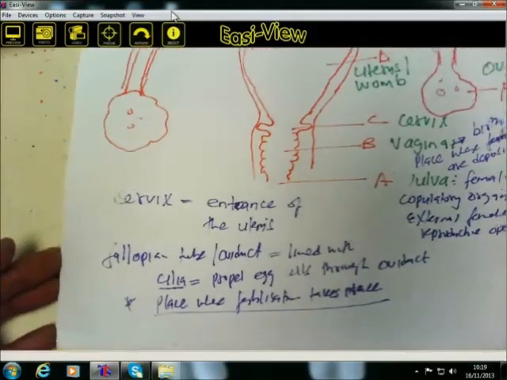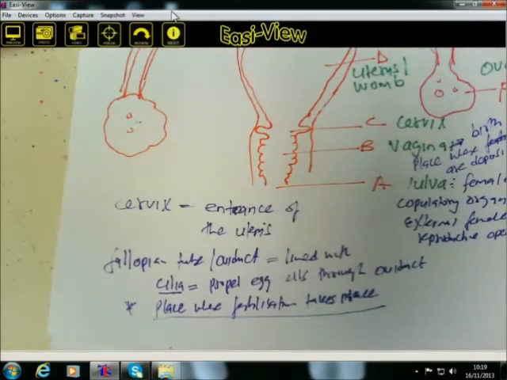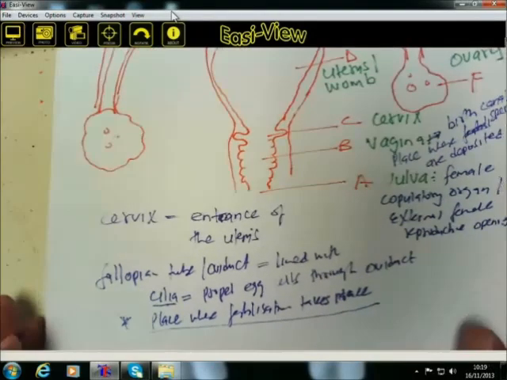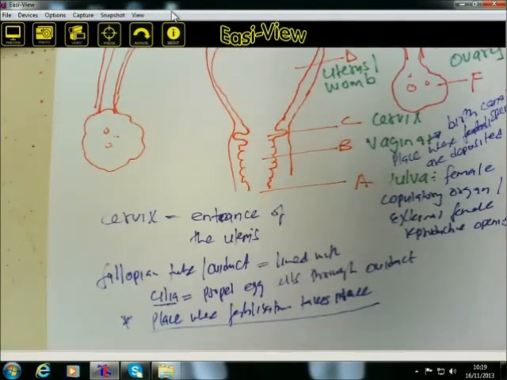Now, we have identified the structure and labeled the parts, and then we have identified the functions of every part. We started with the vulva, the female copulatory organ, the external female opening. Then we talked about the vagina, the birth canal, the place where sperm cells are deposited. And then we talked about the cervix, which is the entrance of the uterus.